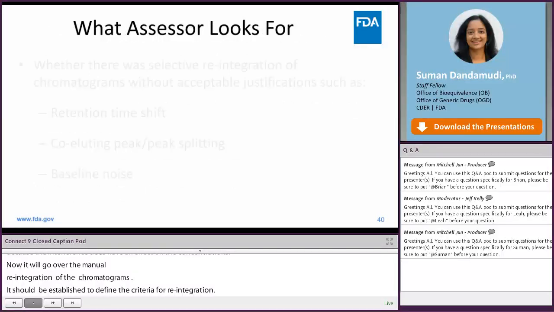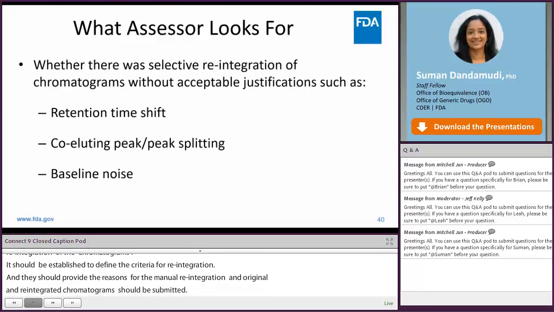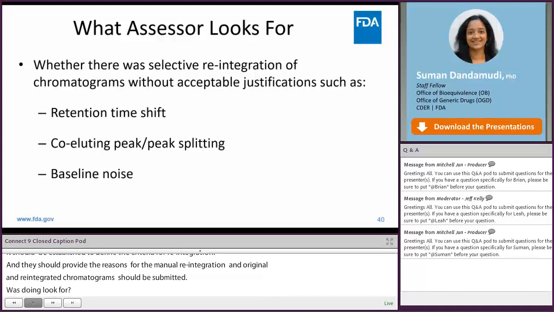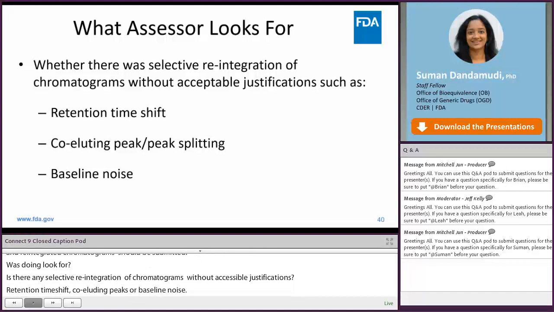So what do we look for? Is there any selective reintegration of chromatograms without acceptable justification? Acceptable justification can be such as retention time shift, co-eluting peaks, or baseline noise. If there is no acceptable justification, then there should not be any selective reintegration of chromatograms, especially the CCs and QCs, just to bias the run acceptance.